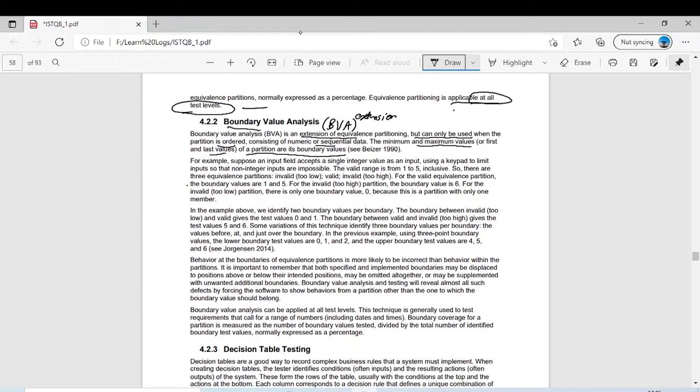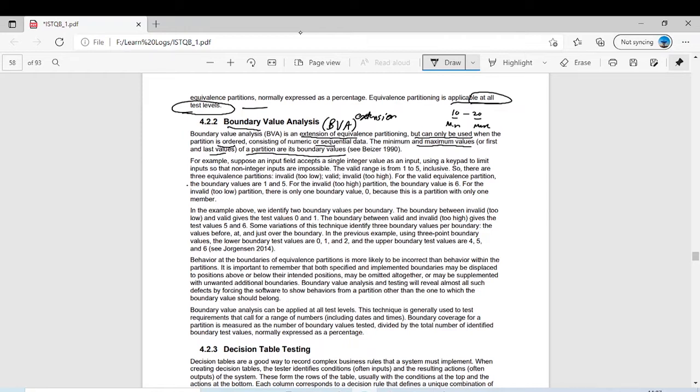For example, we have the range 10 to 20. The minimum and the maximum, the first and the last values, are the boundary. This is the max value of a particular class or partition, and this is the minimum of our data. So these are the boundary values. Then we check whether it's a 2-point boundary value or 3-point, and based on that we check the values beyond that. We will see in detail.